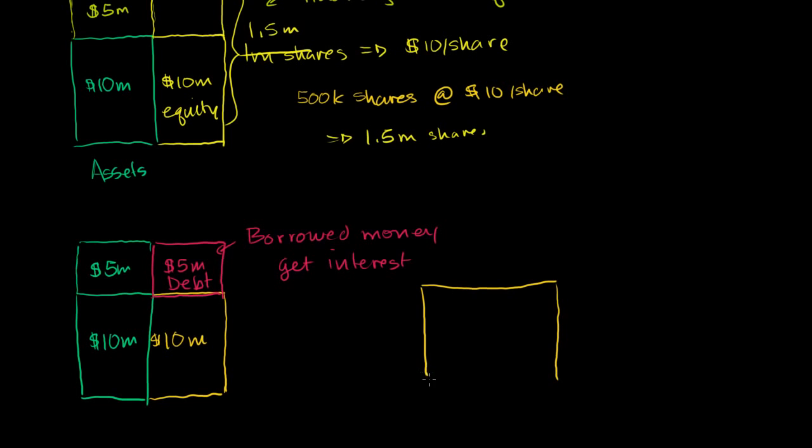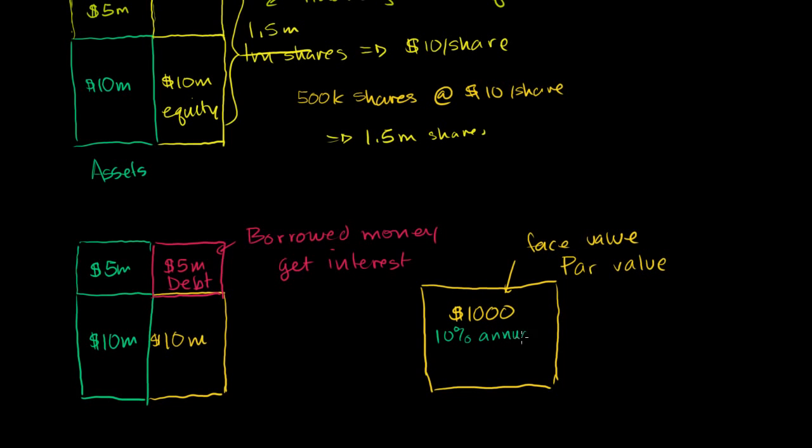So I issue these certificates. They have a face value of $1,000. This is my face value. Or sometimes you'll hear the notion of par value. And I'll say what interest I'm going to pay on it. So let's say I say it has a 10% annual coupon. And even though this is the interest, I'm essentially going to pay $100 a year.